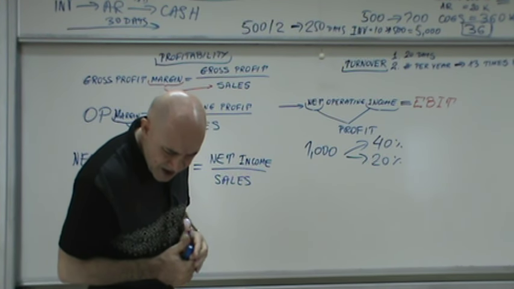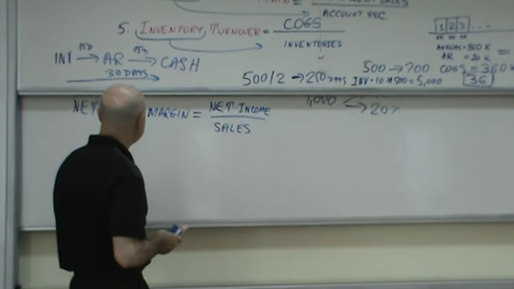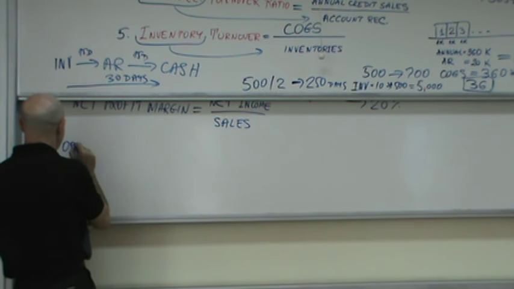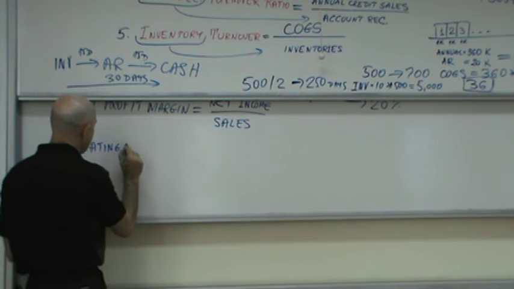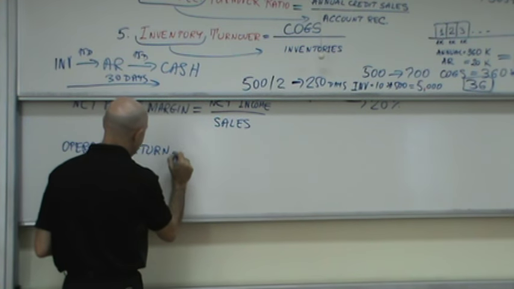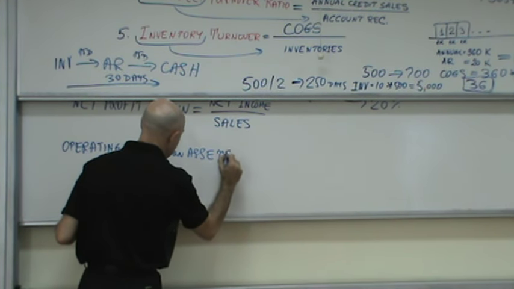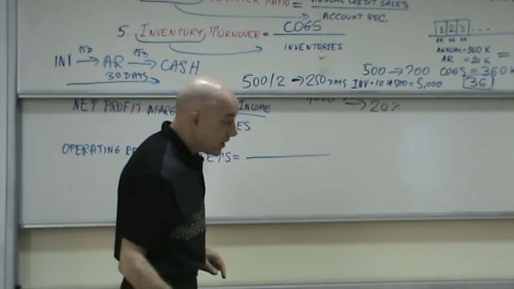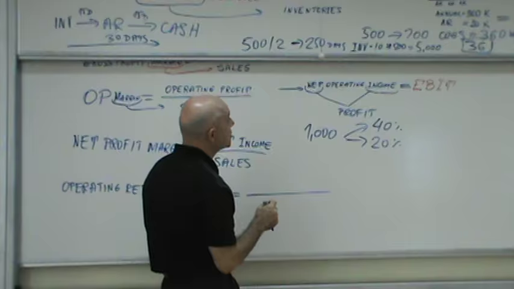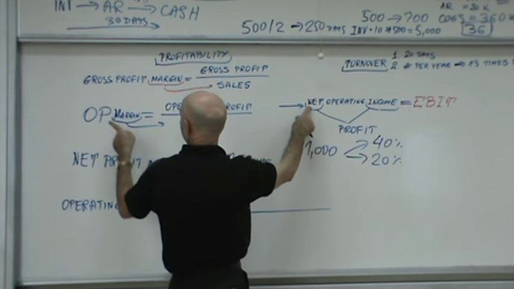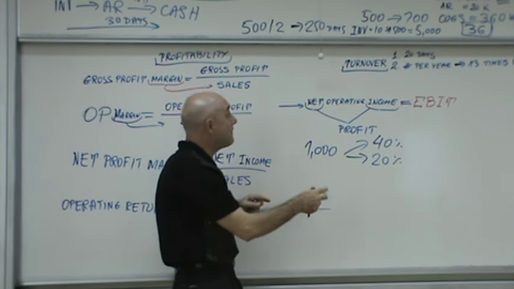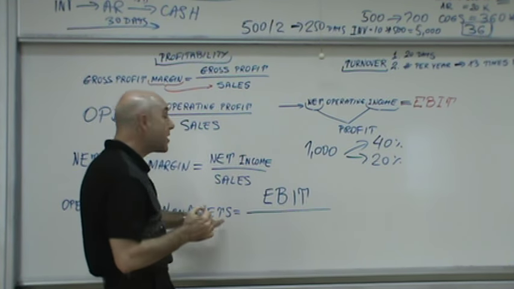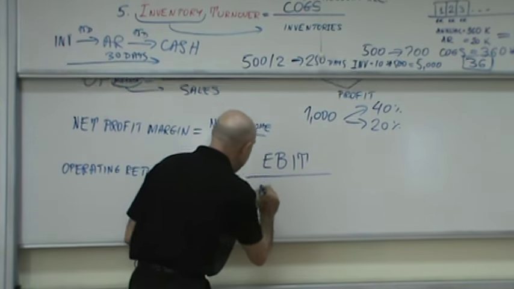Operating return on assets. Okay, that's a little tricky. So, first you say operating return on assets. Well, it's got to be operating return on top. Remember, operating return is the same as operating profit, which is the same as EBIT. EBIT. And this is on assets. So you simply divide by assets.